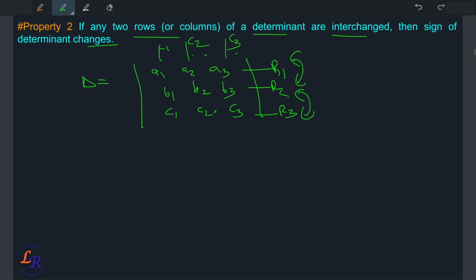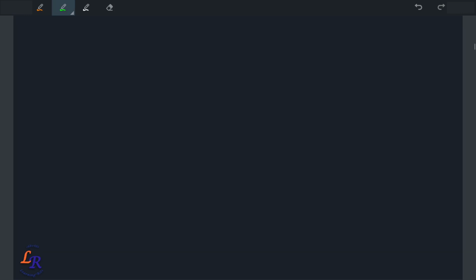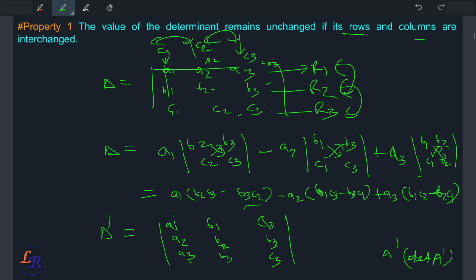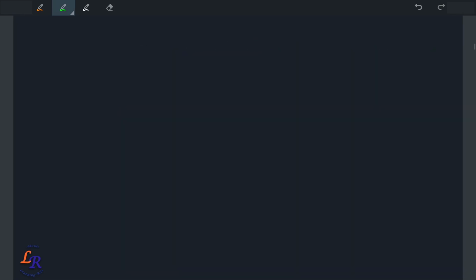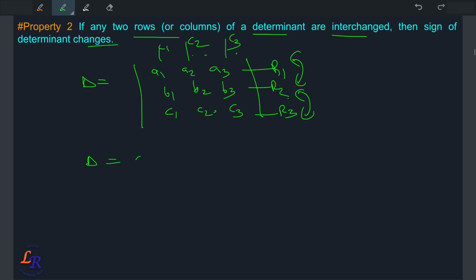So let's see how it will change. Let's calculate the first one. As we already did for this one, we got the value here. Let me write that directly. So delta is A1 (B2 C3 minus B3 C2) minus A2 (B1 C3 minus B3 C1) plus A3 (B1 C2 minus B2 C1), right?